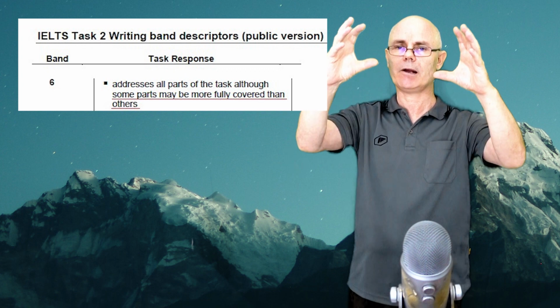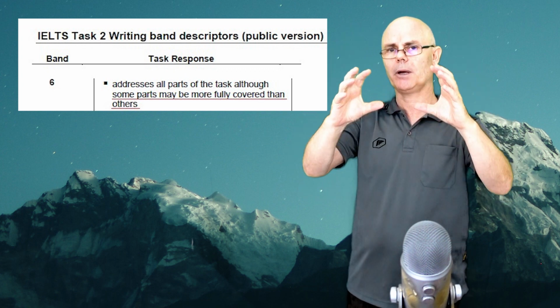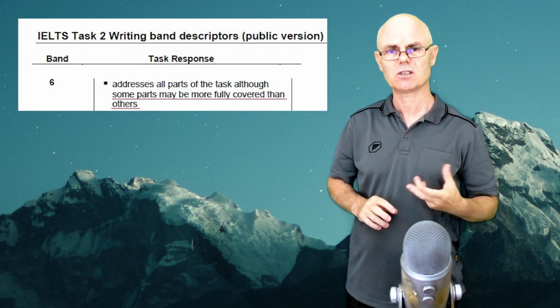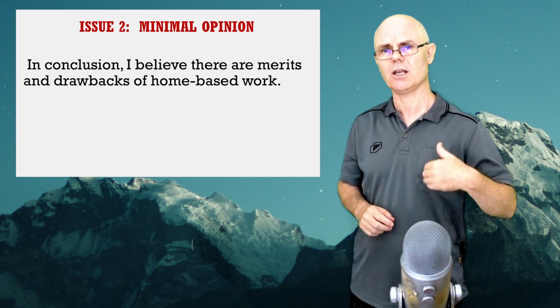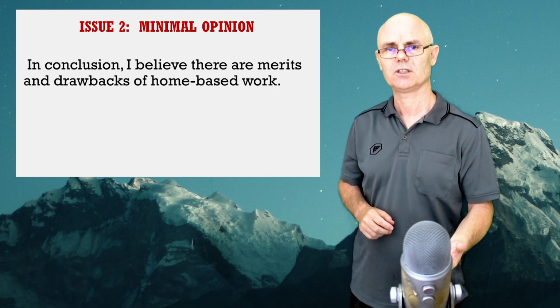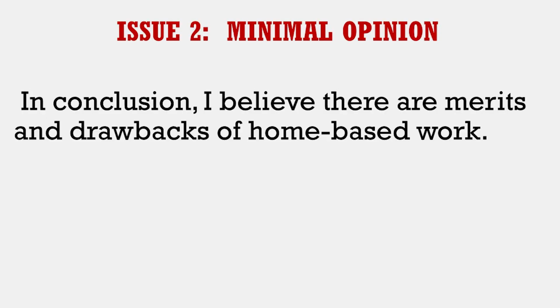You've got a paragraph about advantages, a paragraph about disadvantages. How about a decent paragraph about your opinion? This opinion that you see now on your screen, it's not enough. It's enough for band 6, but not any higher. You can see it's just a minimal opinion.